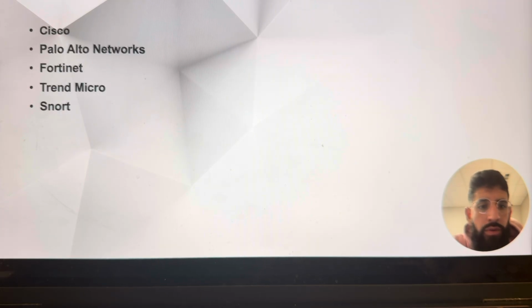So going over the major providers, there are several of them to pick. I went ahead and summed it up to five that I chose to review in this presentation. The first one is going to be Cisco. The second is Palo Alto Networks. The third would be Fortinet. The fourth is going to be Trend Micro. And then the fifth is going to be Snort, which is a pretty common one that we have used, including Cisco and Palo Alto Networks.